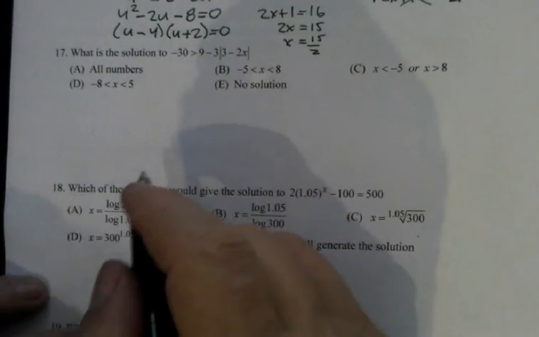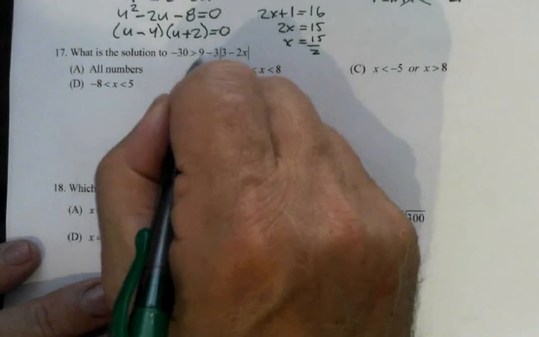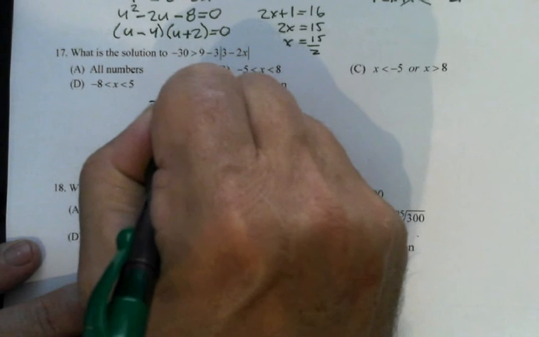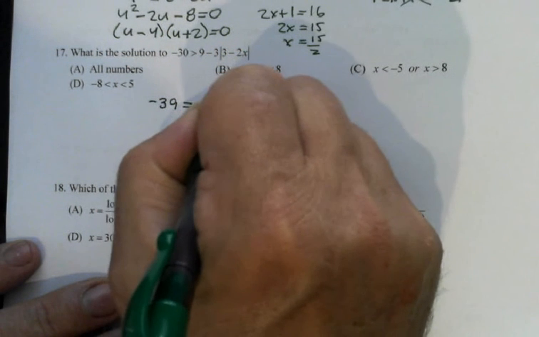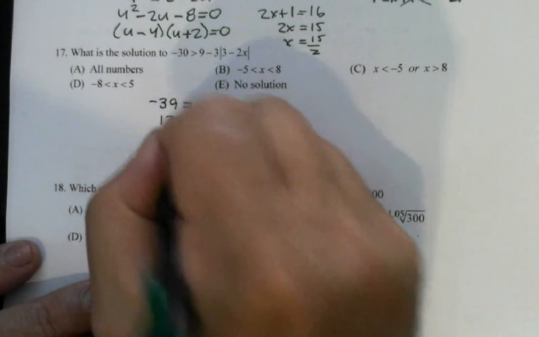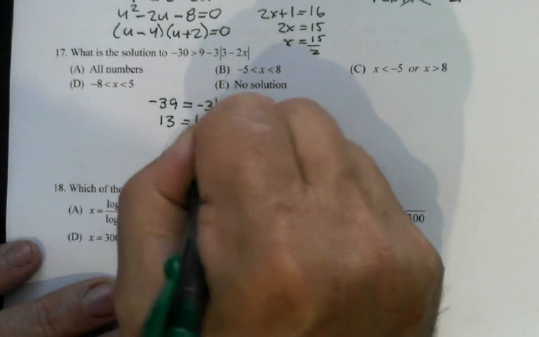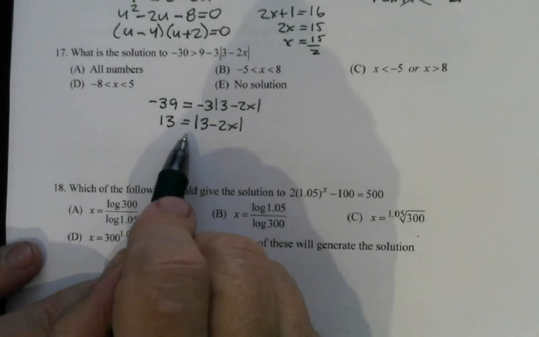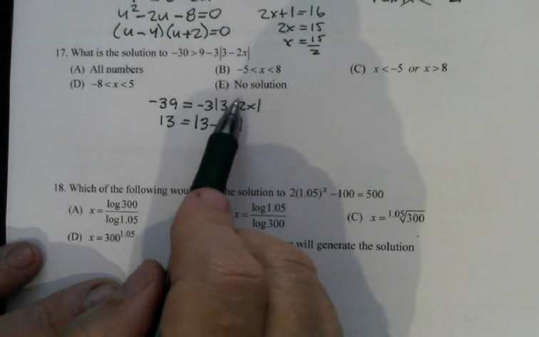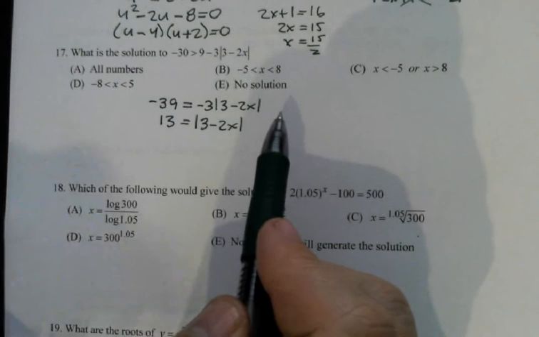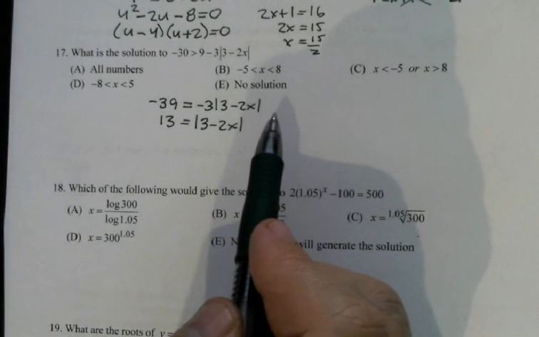Now, for question 17. Again, working for the inequalities. First step I'm going to do is subtract 9. So I get negative 39. I'm just going to change this to equals. Divide by negative 3. 13 is equal to the absolute value of 3 minus 2x. If you see a negative here equaling absolute value, it's a special case. It's either all numbers or no solution. Then you just plug in any number you want, usually 0, and see if it's true or false. If it's true, it's all numbers. If it's false, it's no solution.